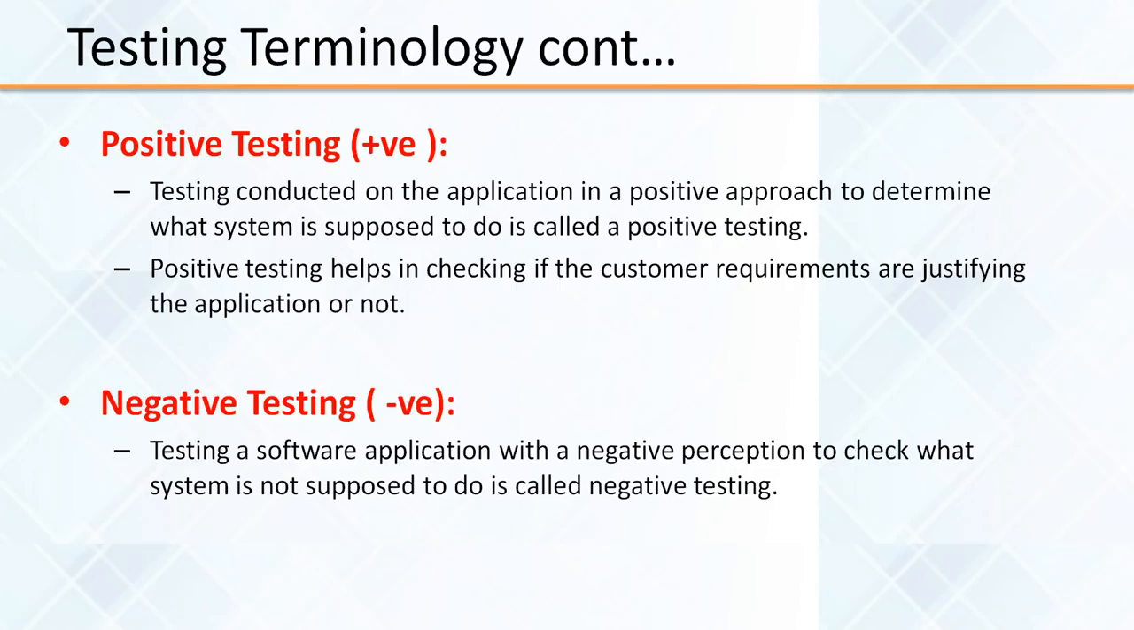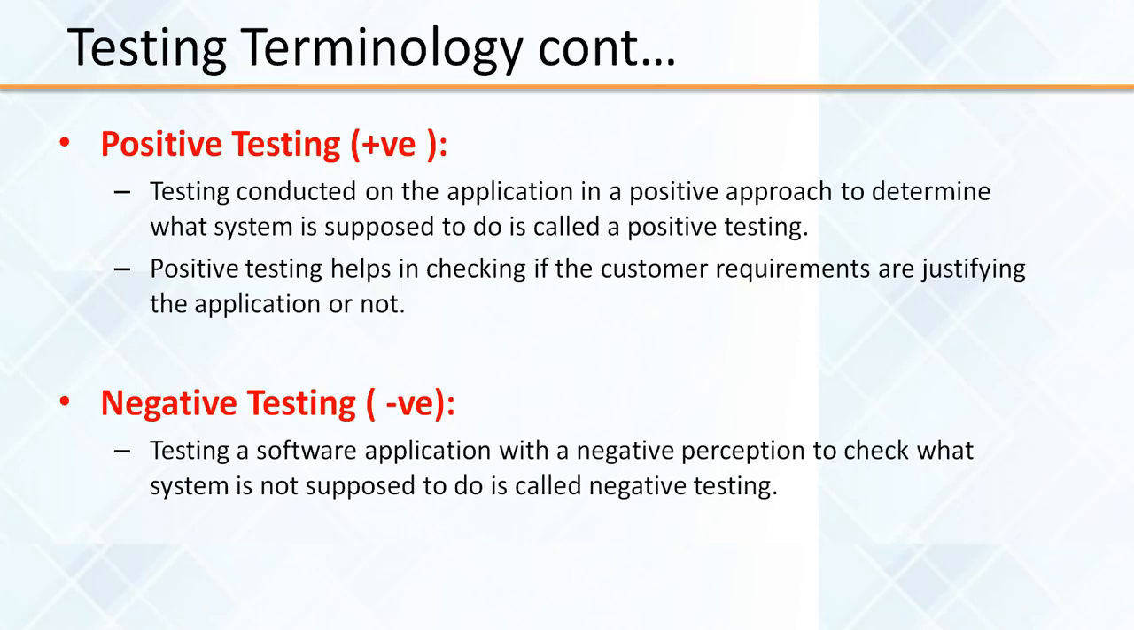So when I provide valid input, the application should accept. If I provide invalid input, the application should reject. Simple. That is positive testing and negative testing. For every scenario, there will be positive test cases and there should be negative test cases. Whenever you are writing a test case, we should write negative test cases as well as positive test cases. This is a common practice we need to follow.